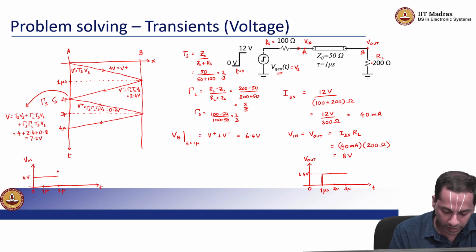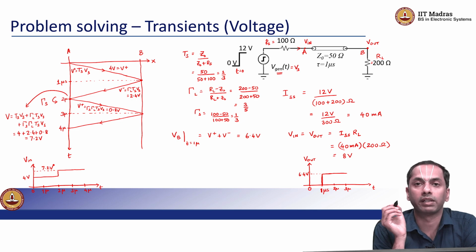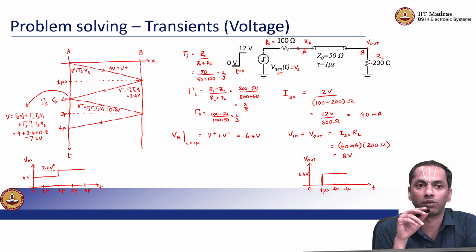Okay, so at 2 microseconds, I'll have a step up to 4 microseconds. I have a small increment in voltage, right. So, you can see that we are slowly approaching 8 volts, but we are sort of doing that asymptotically, right.